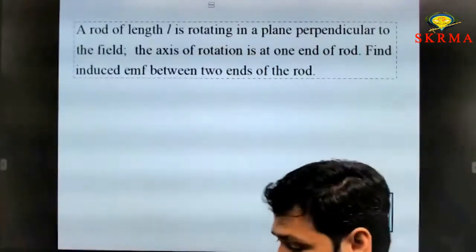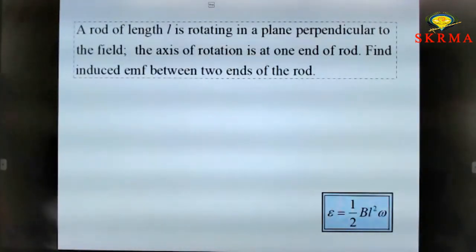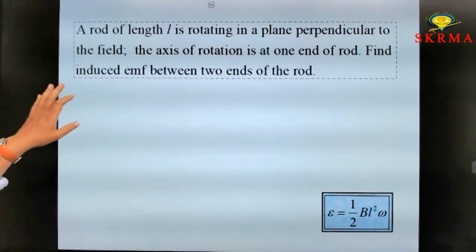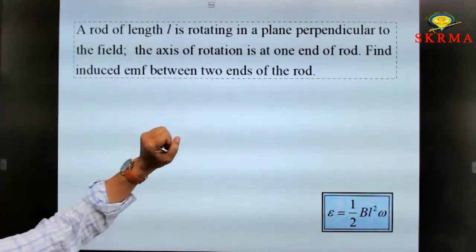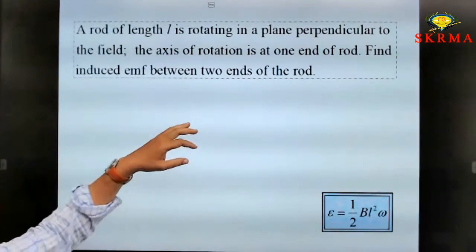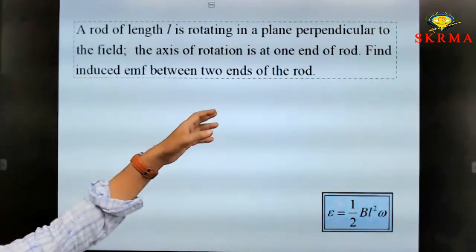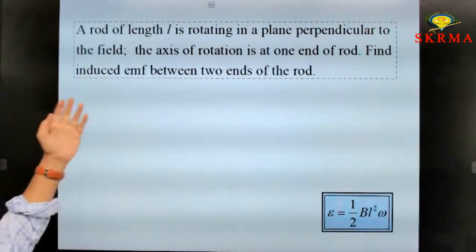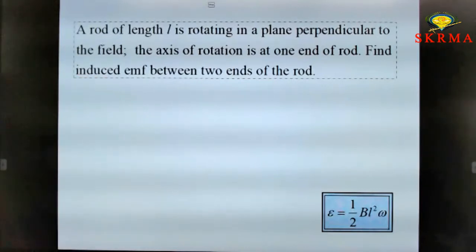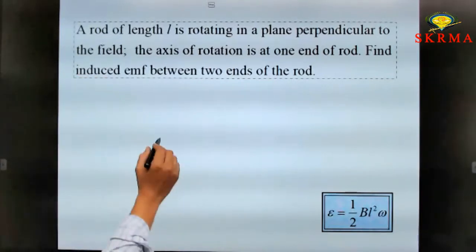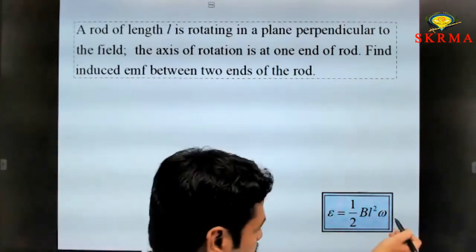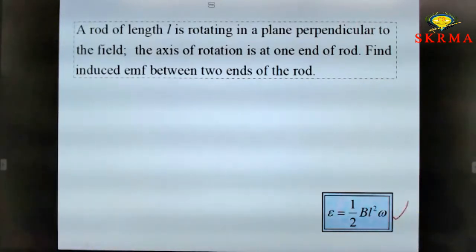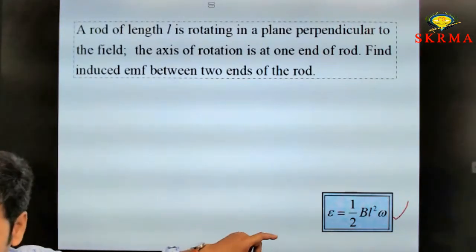If you observe this one, this is also an application. This is also very important. A rod of length L is rotating in a plane perpendicular to the field. The axis of rotation is at one end of the rod. Find the induced EMF between two ends of the rod. The answer they gave is half B L square omega. You must keep in mind half B L square omega.